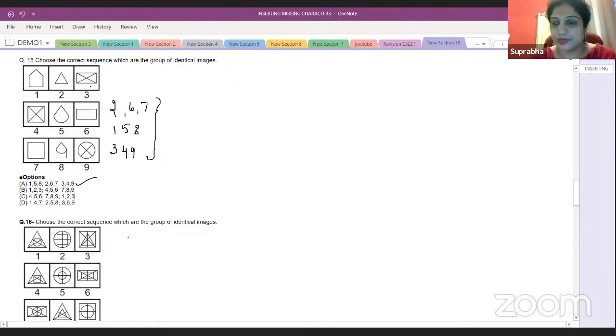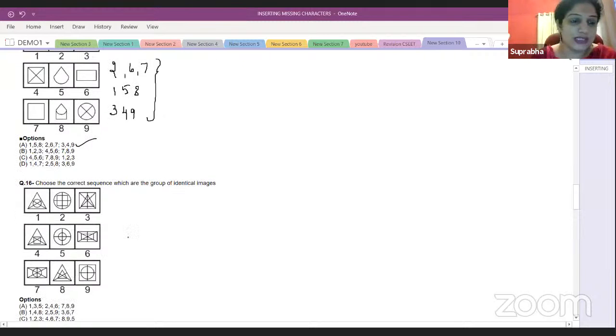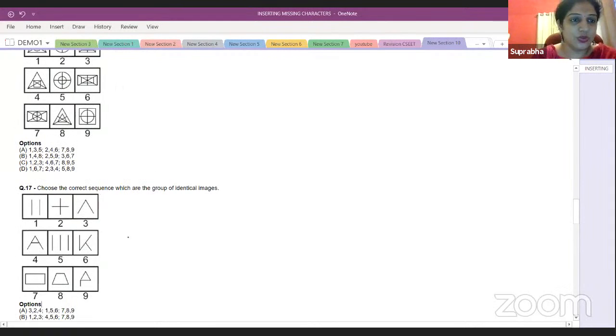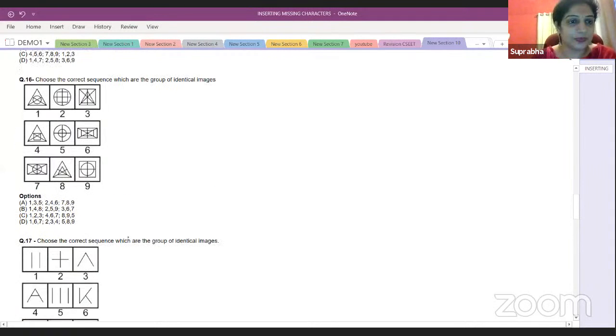Shall we go? That was a simple one. So here, as I said, you just have to find the identical image. We'll do one more question with this. Choose the correct sequence which are groups of identical images. So group it up.